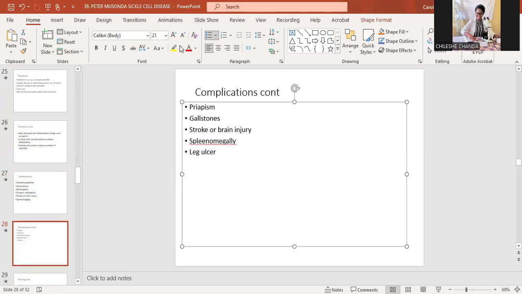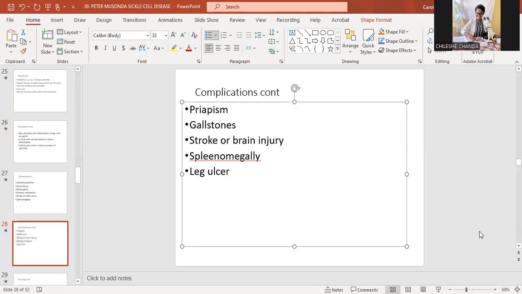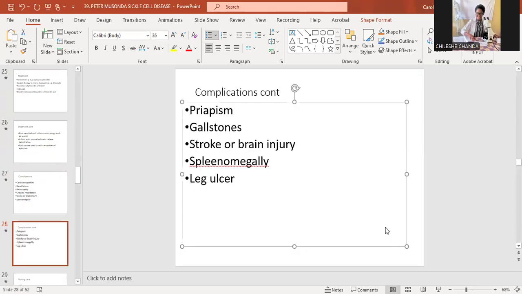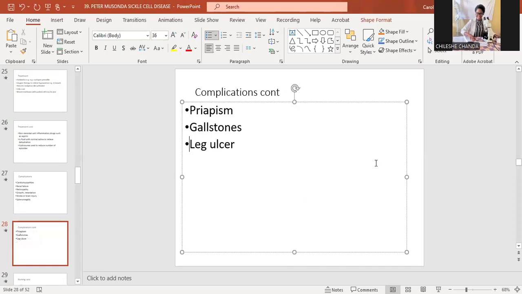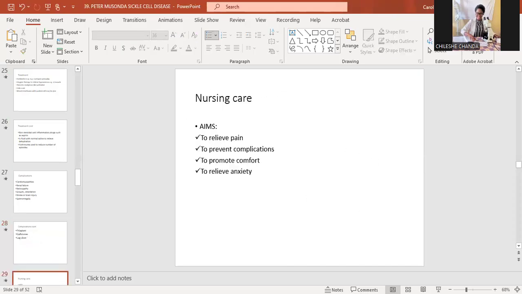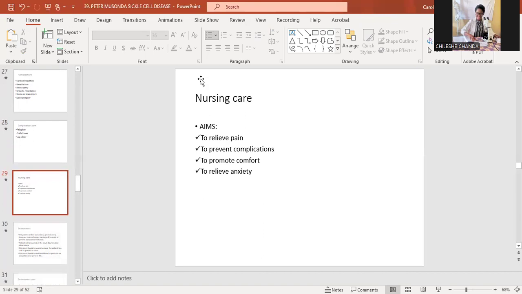And then other complications include priapism in males. Okay, we've already discussed what priapism is. Patient may end up having gallstones because of increased hemolysis of red blood cells and production of these red blood cell breakdown products. The patient will have leg ulcers, these leg ulcers which may be difficult to heal because of reduced blood supply to the legs.